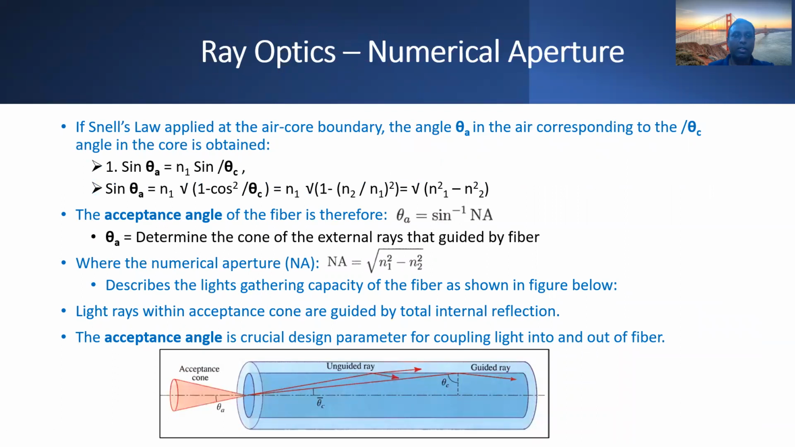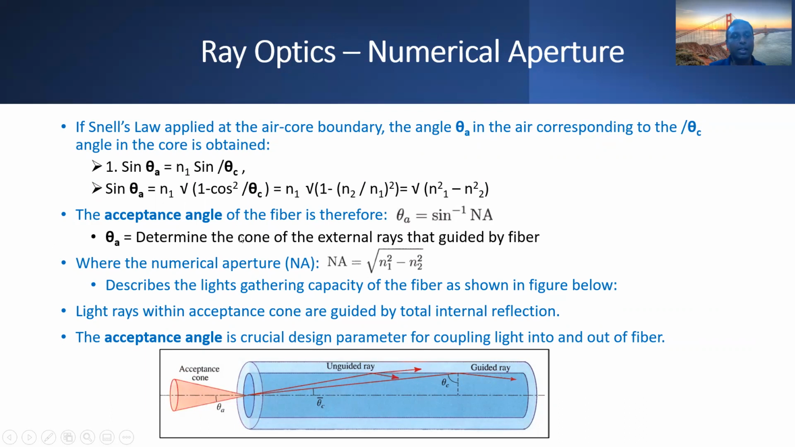Numerical aperture. If Snell's law is applied at the air-core boundary, the angle theta A in the core corresponds to the complement of theta C, right? The angle in the core is obtained: 1 times sine theta A equals n1 sine of the complement of theta C. So this gives sine theta A equals n1 times the square root of 1 minus cos squared of the complement of theta C. Also, this gives the square root of n1 squared minus n2 squared.